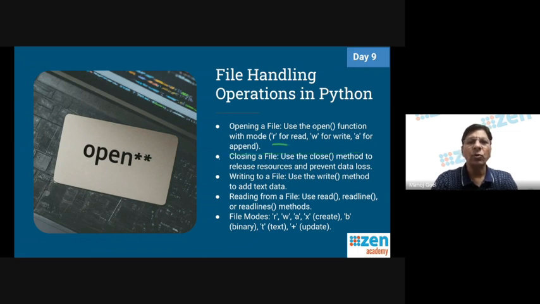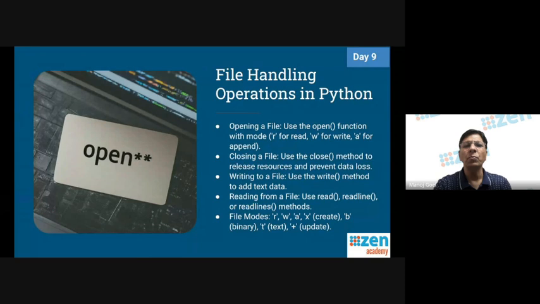R is used for read. Read means you just want to read the data from it. You don't want to write back. Okay. W is used for writing. If you want to just write the data, no reading. Okay. And A is that the file already exists and you want to append the data to it. You don't want to create a new file.